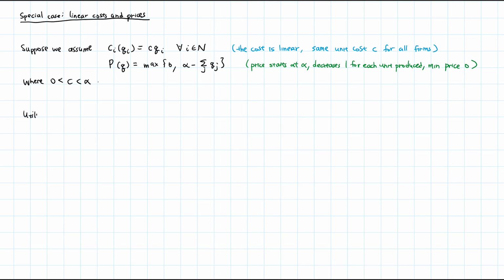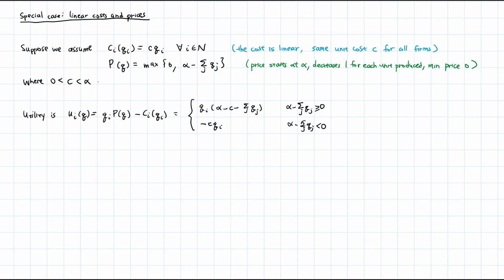Using the formula for the utility, we see that Ui of Q is Qi times P of Q minus Ci of Qi, and there are two cases depending on P of Q. If alpha minus the sum of the Qj's is at least 0, then this utility is Qi times alpha minus C minus the sum of the Qj's. Double check that this formula is correct. On the other hand, if alpha minus the sum of the Qj's is less than 0, then the price is 0. So the utility is minus C times Qi.